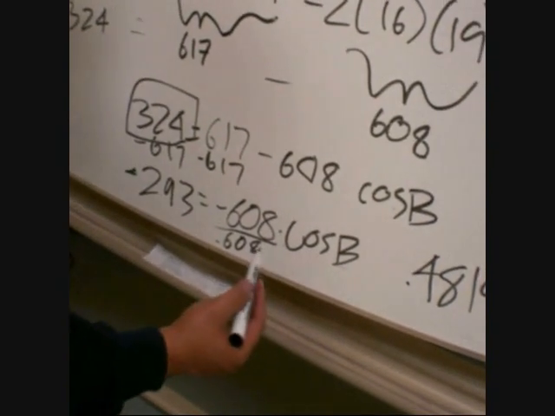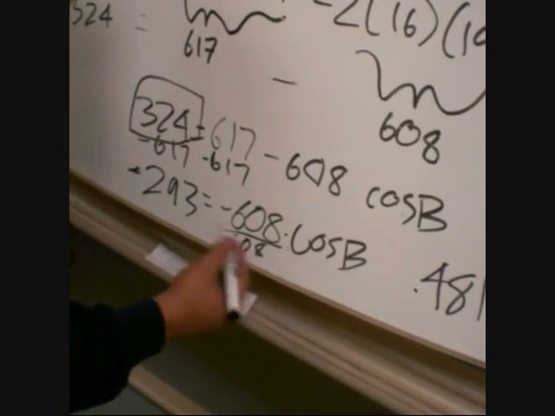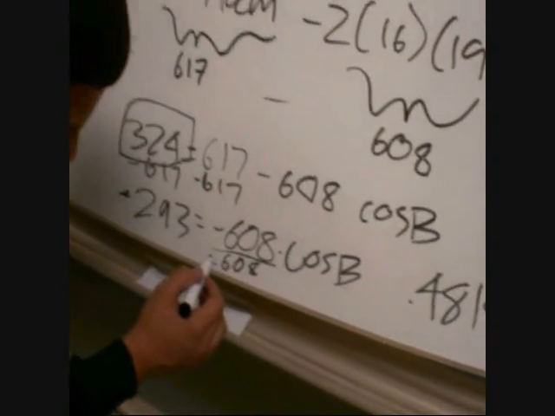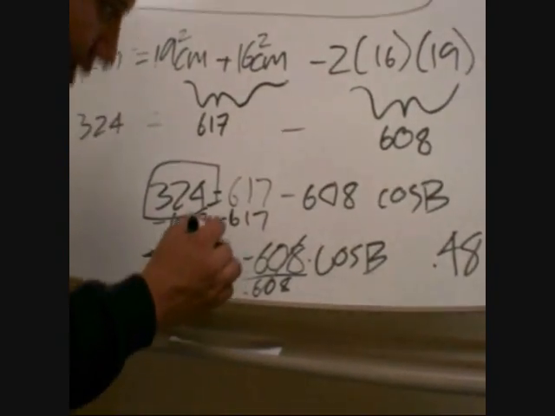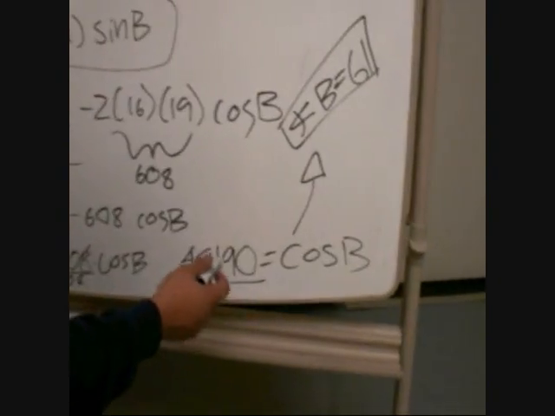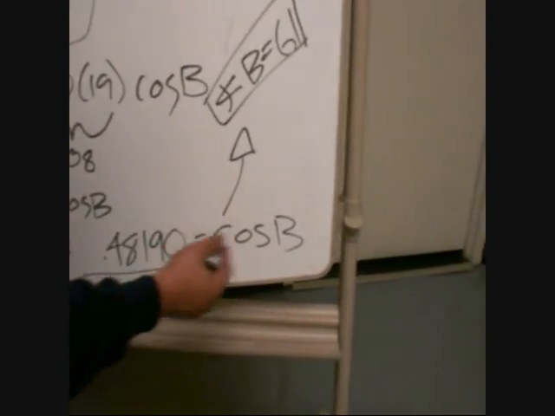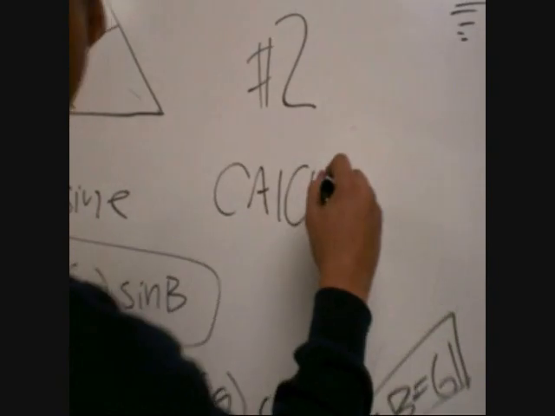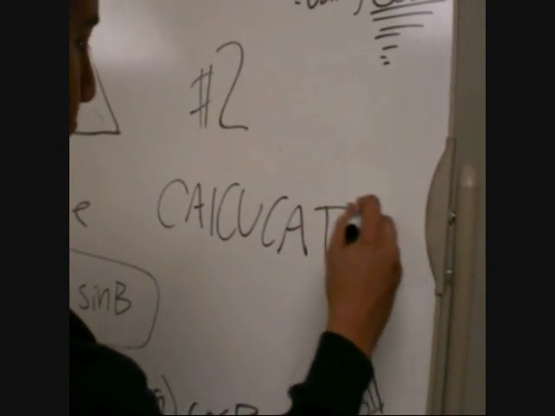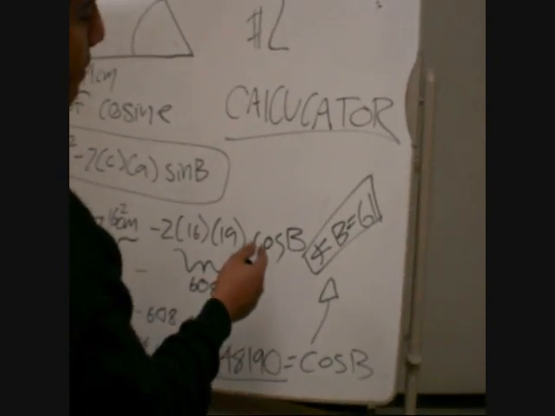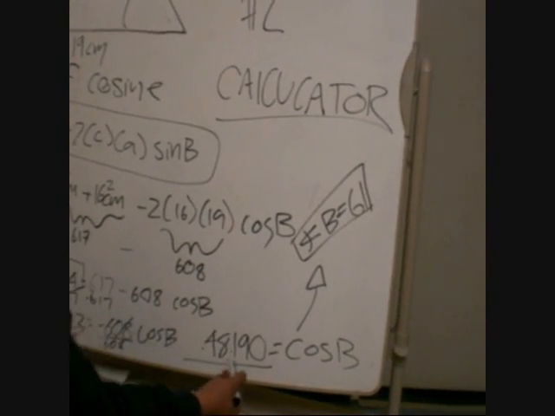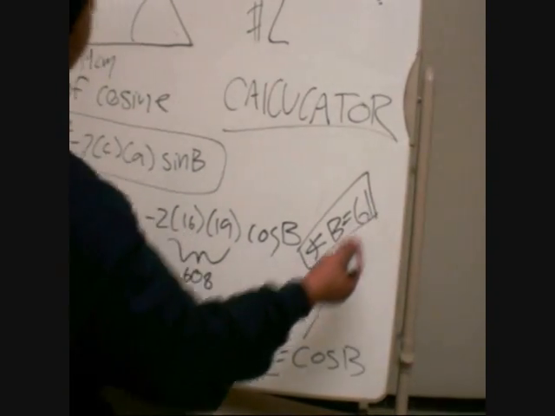Once you have this, since these two are multiplying, you divide by 608 on both sides, cancel right there, and we come to the answer of 0.4819 equals cosine of b. From there, you go into your calculator, of course, remember always use your calculator for this problem, and plug it into the inverse cosine, 0.4819, and you'll get 61.